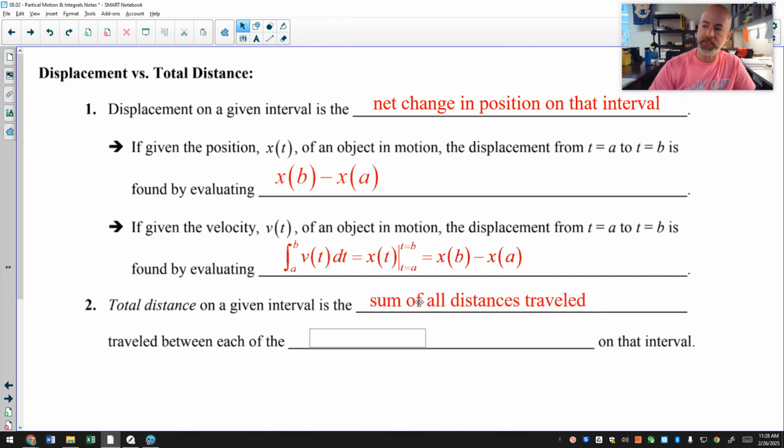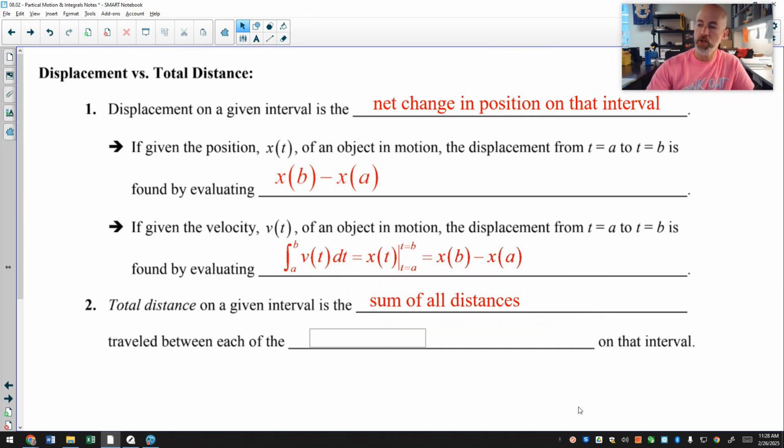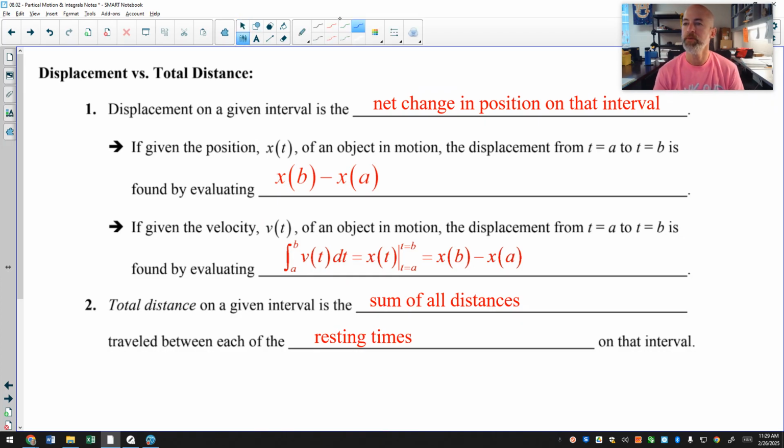For total distance, what we can do is find the sum of all of the distance traveled, and I doubled down on the word traveled here. The sum of all of the distance that we traveled between each of the resting times on that interval. And one thing to remember about resting times: an object is at rest when the velocity is equal to 0. And so there are 2 ways we can work on and get total distance.